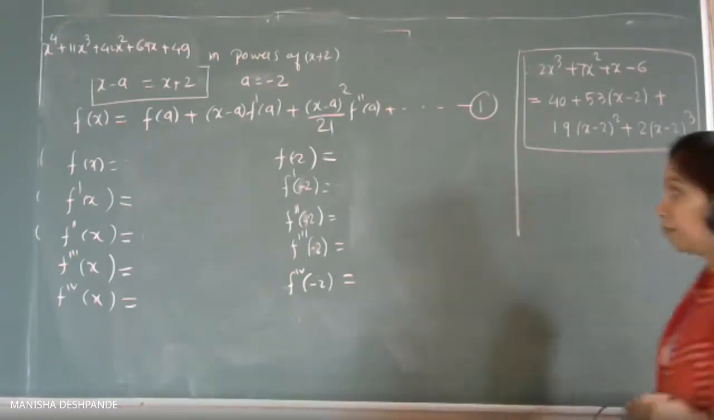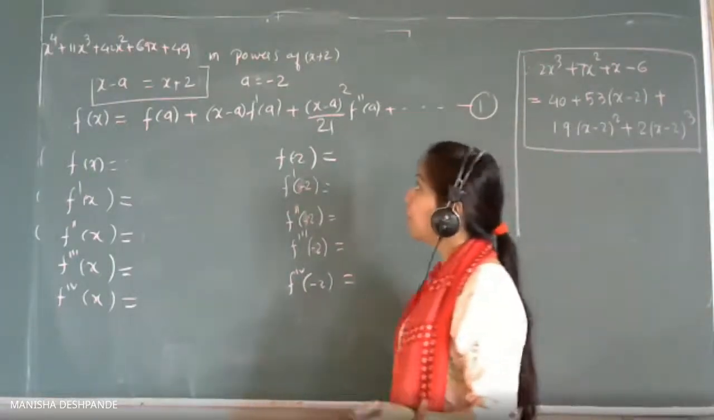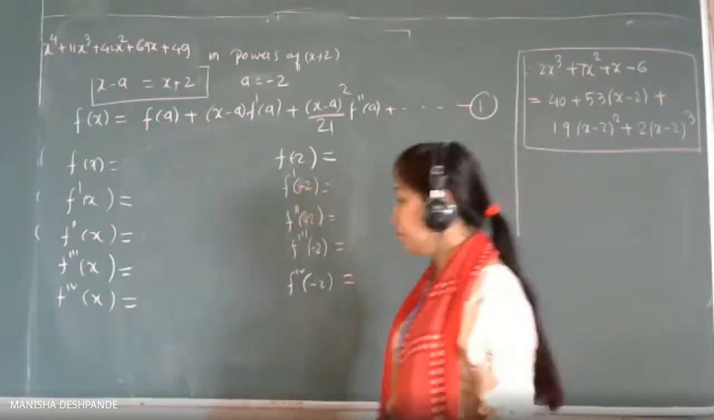So the fourth derivative will exist here. It won't be 0. The fifth derivative will be 0.